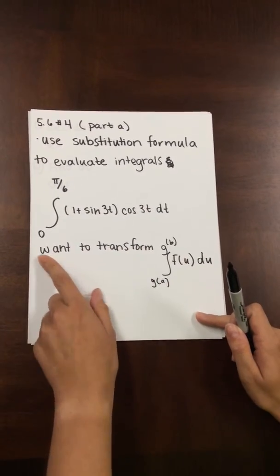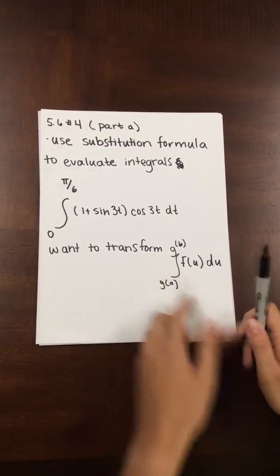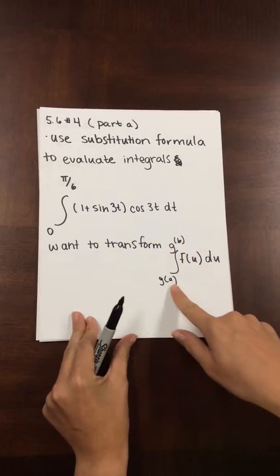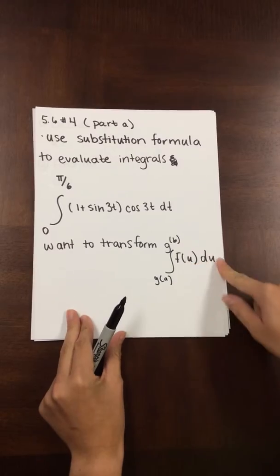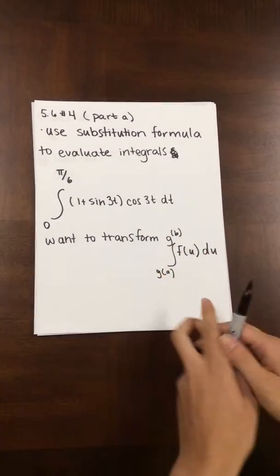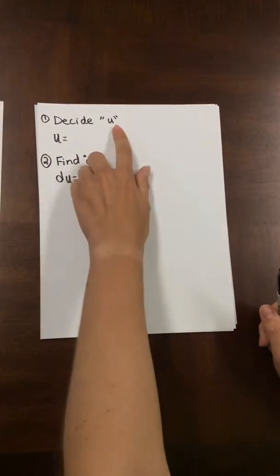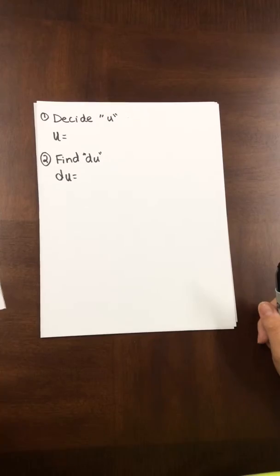The first thing we need to do to use a substitution is to transform this integral so that we get the integral from g of a to g of b of f of u du. This is how we're going to transform it. So step 1 is we need to decide what u is.